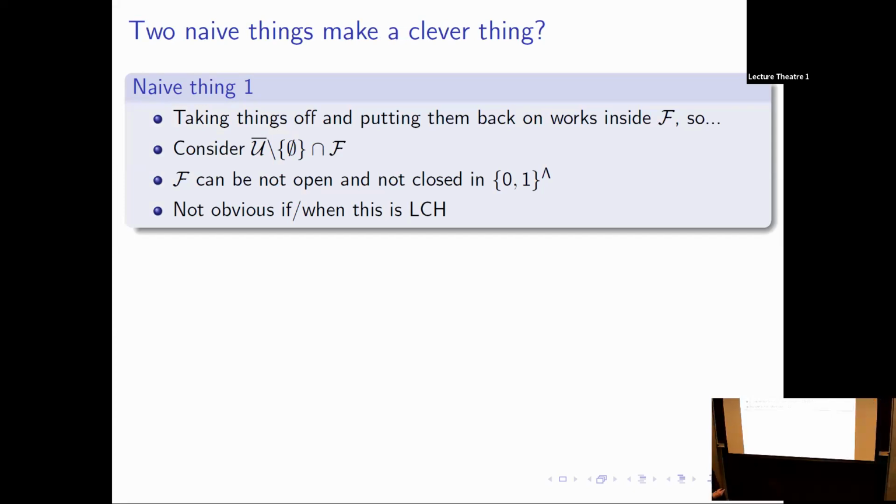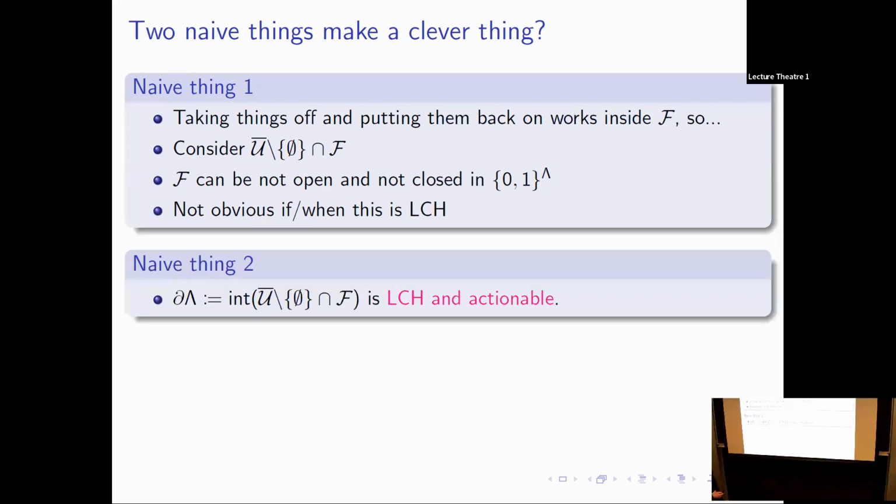So maybe if I do two naive things, it will make a clever thing. Do two wrongs make a right? I don't know. Let's see. Since I really want filters, because I can take things off and put them back on filters really nicely, I'm just going to naively demand that I only have filters. I take my closure of the ultrafilters, I throw out the empty set, and then I throw out any non-filters that I gained along the way. But F, the filters, weren't a nice space to begin with. They're neither open nor closed in certain examples in the power set of lambda. So intersecting with them is not going to give me a nice space.